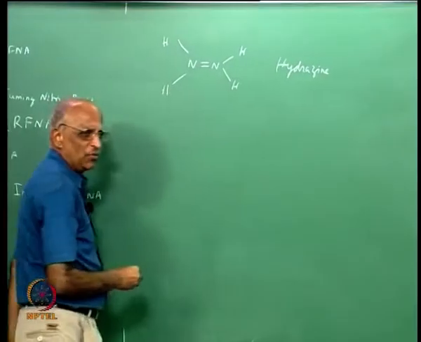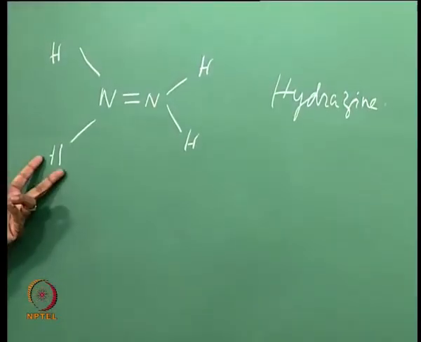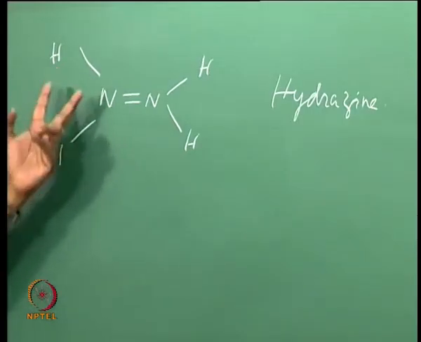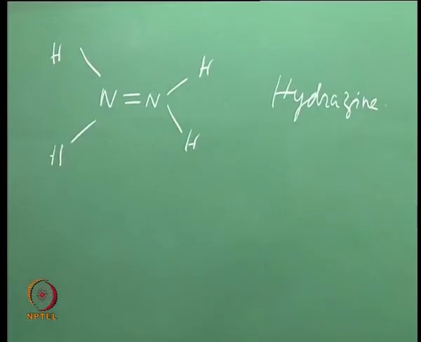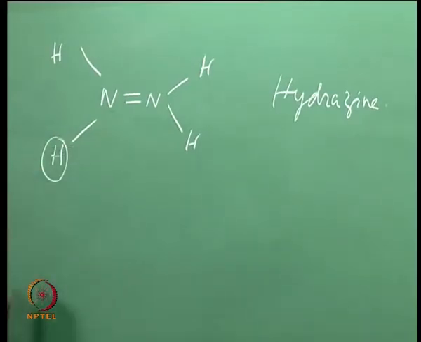It is a very popular fuel. This also had a slightly positive heat of formation, and therefore it's a good fuel as it is. You have a lot of hydrogen, and therefore the molecular mass of the products could still be light and usable. I can take one of the H over here and substitute it by a methyl radical.